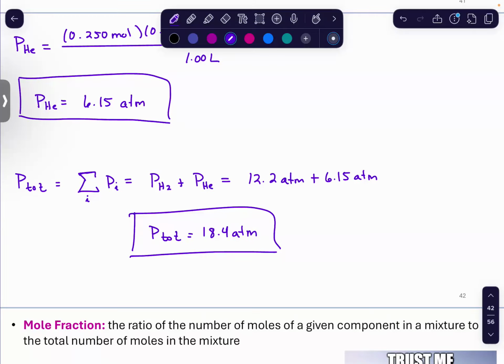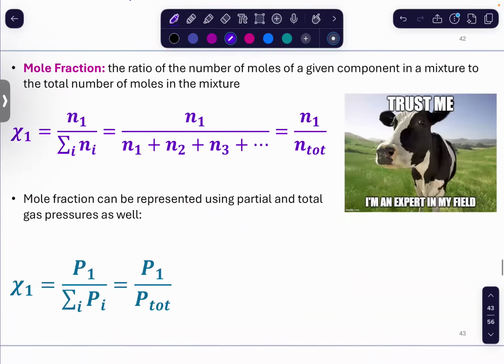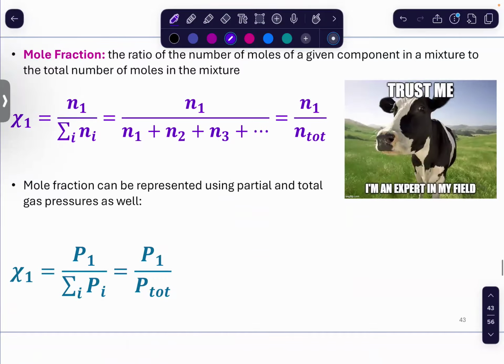All right, let's finish up with our last topic of this. Which one was I going to have you derive? Is it this one or the last one? You can do the Dalton's law on this.